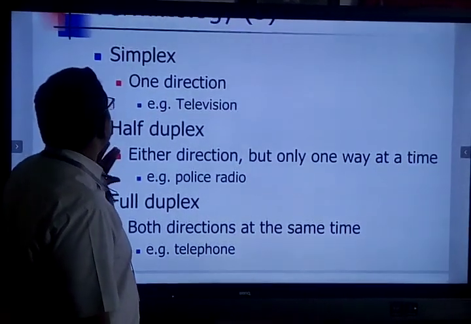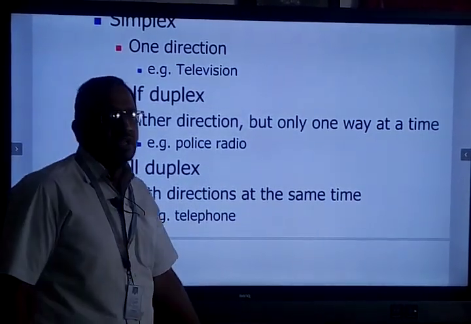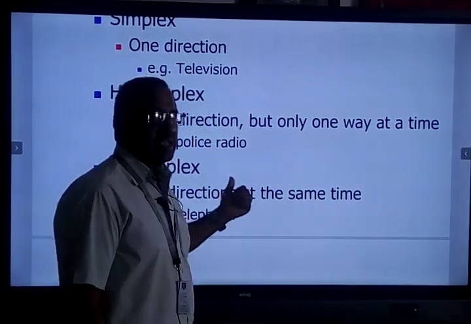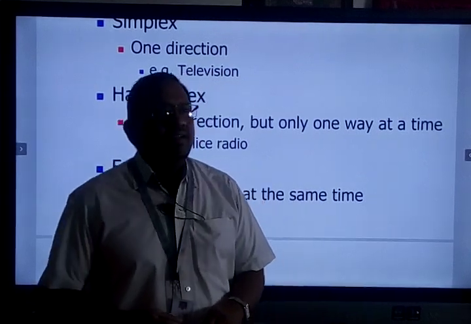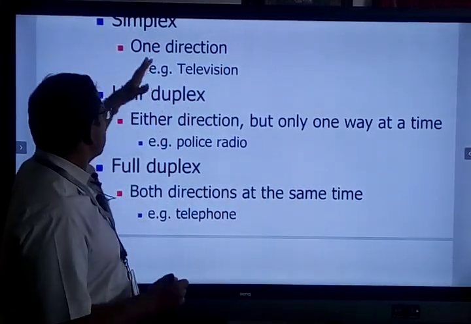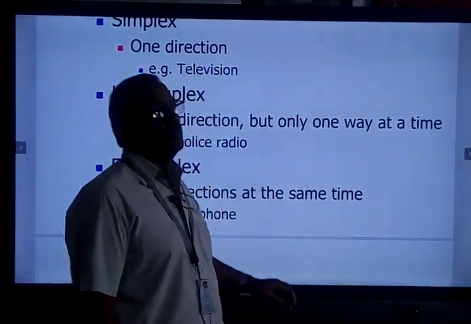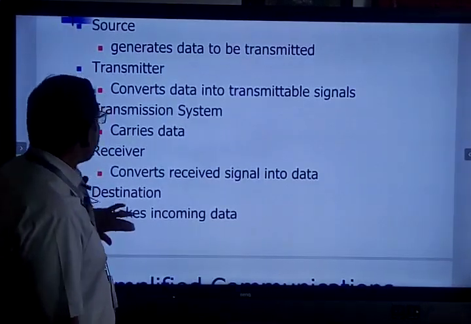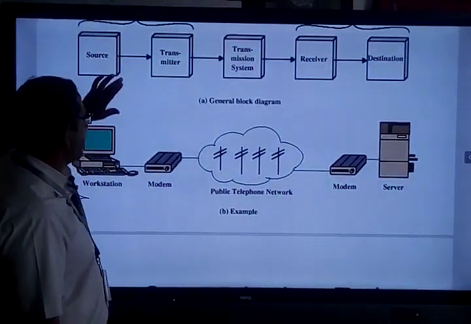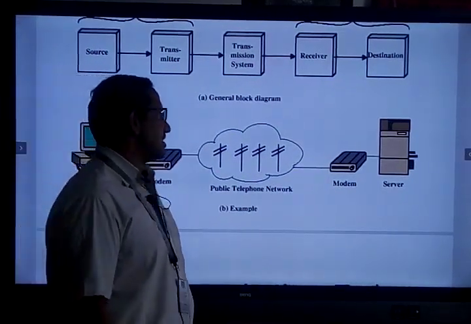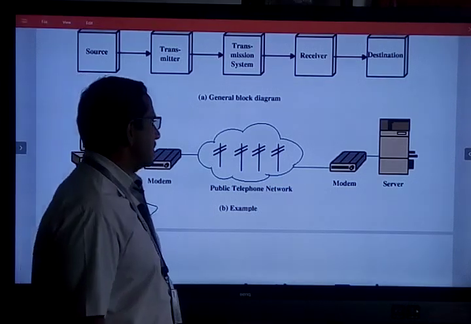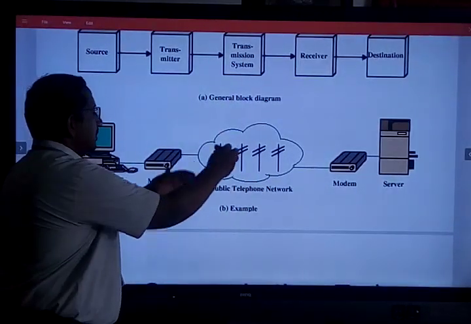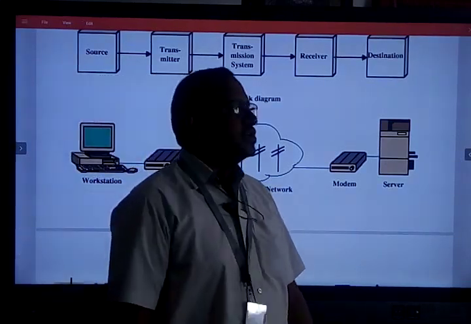Whenever we transmit, we are going to have three modes of transmission. Every communication system has to support them: simplex, full duplex and half duplex, which we already dealt with in the previous chapters. The communication system comprises blocks such as the source computer called a workstation, and the destination computer called a server, and these two are connected by modems to the public switched telephone network.